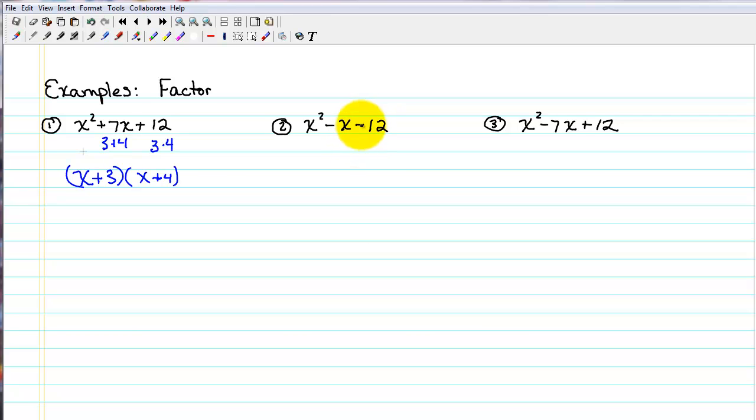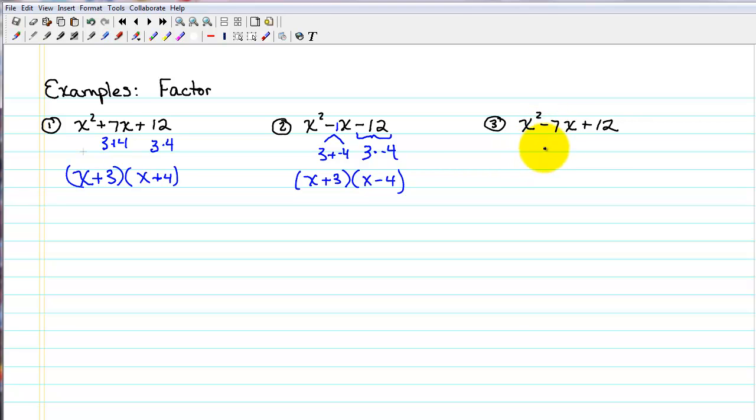Here I need a pair of numbers that multiply to be negative 12. And when I add them, I get a negative 1. Now if we add two numbers together that add up to be a negative, that means the bigger of the two numbers had to be negative. So here we could use 3 times negative 4. That's going to give us negative 12. And if we add 3 plus negative 4, I get my negative 1. So my factors for this one would be x plus 3 and x plus a negative 4, or minus 4.